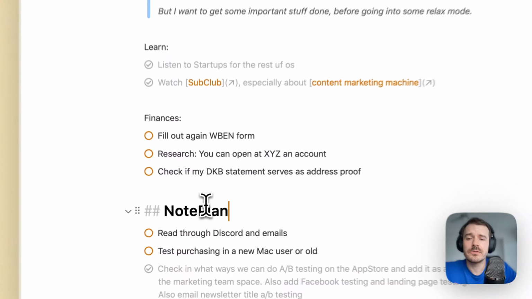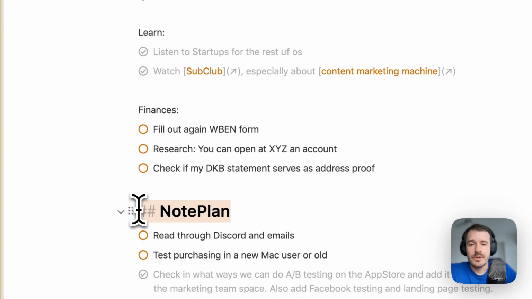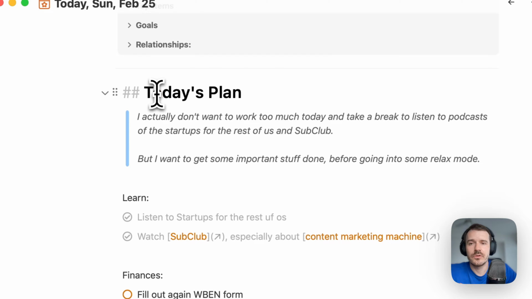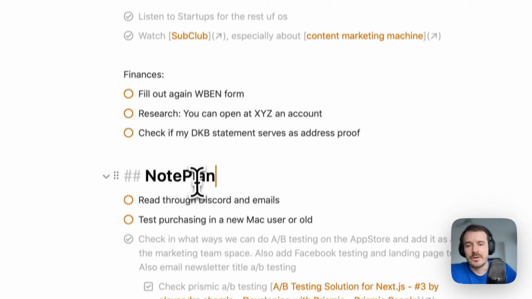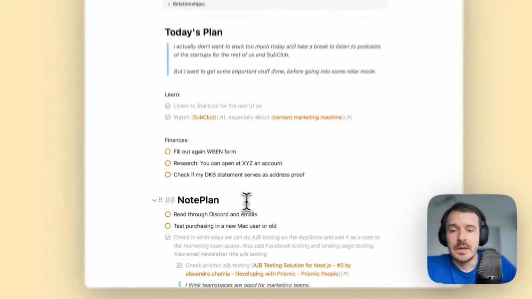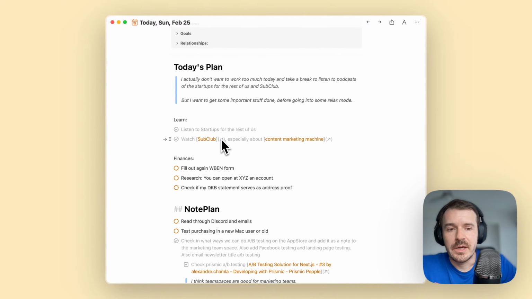So first of all, I use not more than two or three H2 headings in my daily notes, and usually it's today's plan, so I don't need to invent a new heading every day. And the other one is, for me, no plan or any kind of project name you might have. And sometimes I add another one, like errands, if I have particularly many errands on this day.